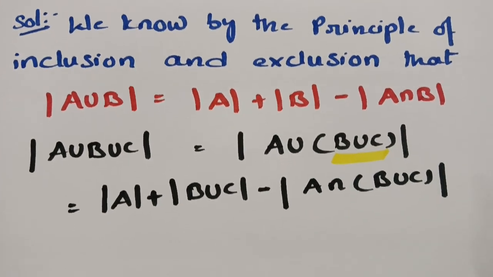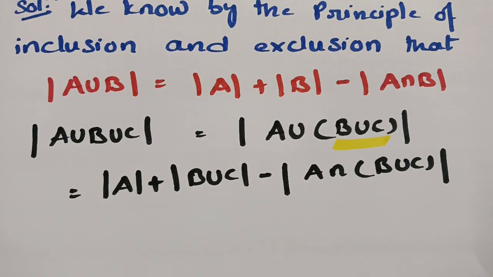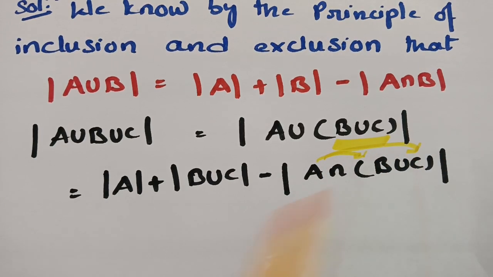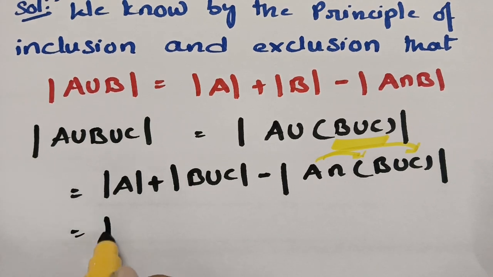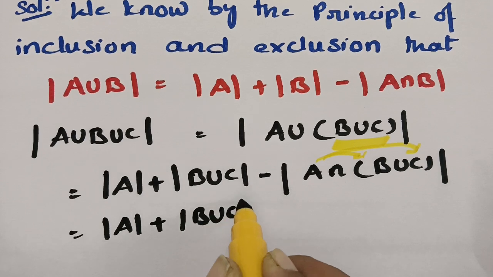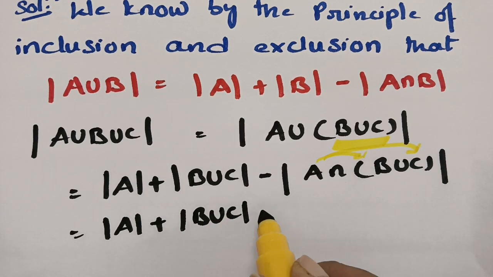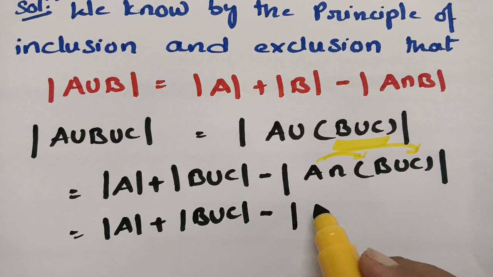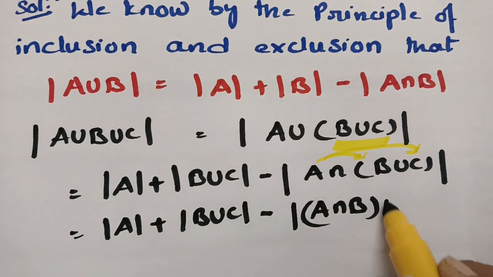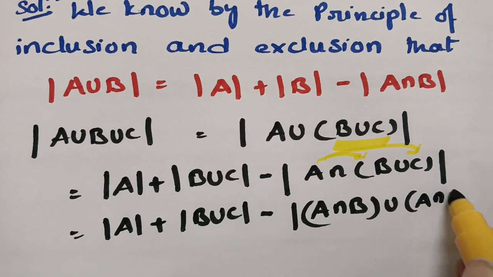Clear? Got clarity? Now I am going to apply the distributive law for this. So A is distributed to B as well as C. In this, I am going to distribute A. So this will be the number of elements in A plus the number of elements in B union C minus, since A is distributed, A intersection B union A intersection C.